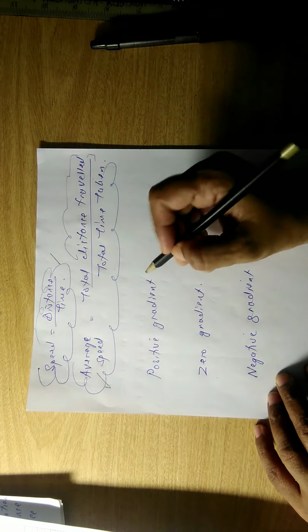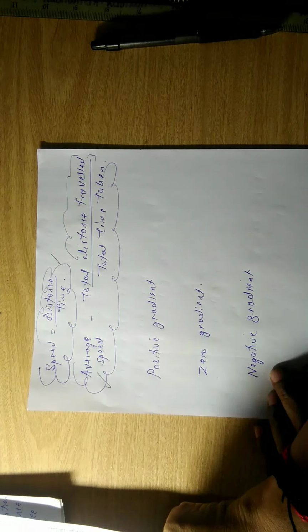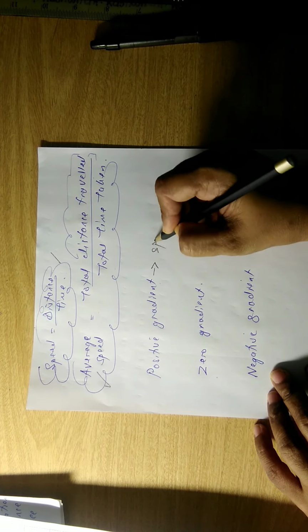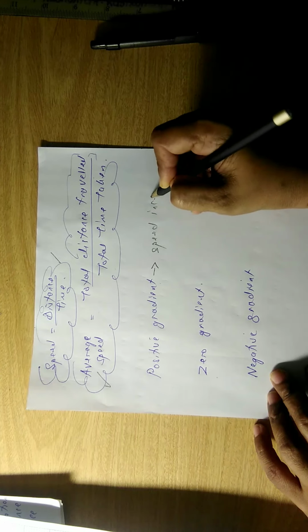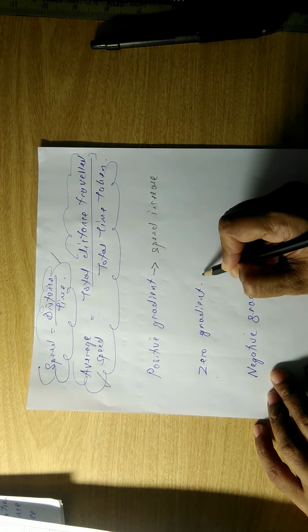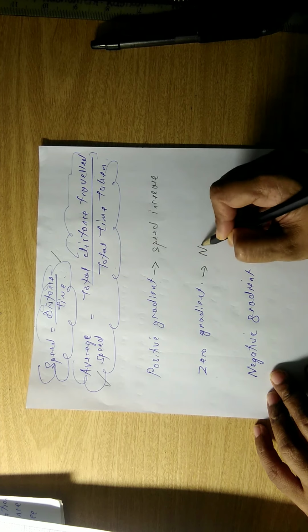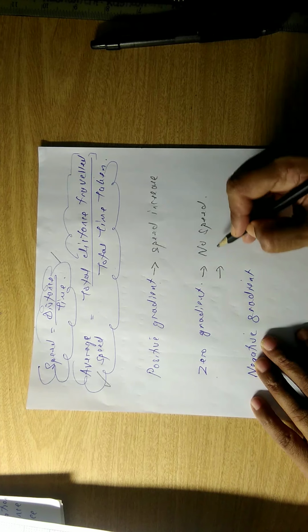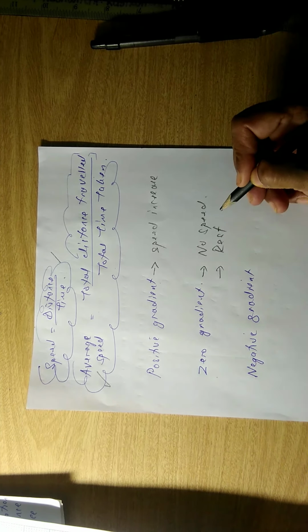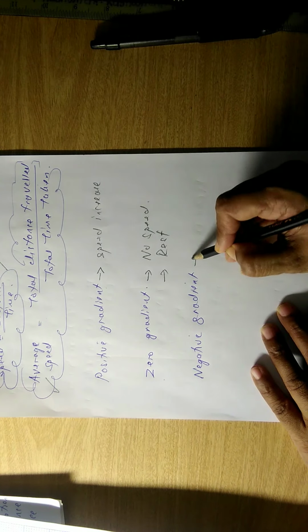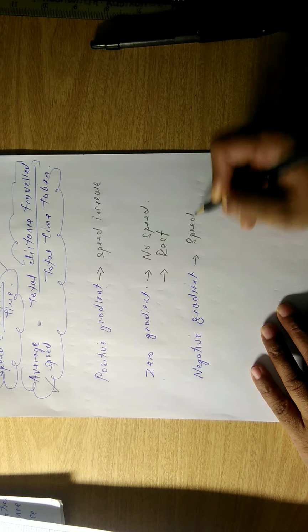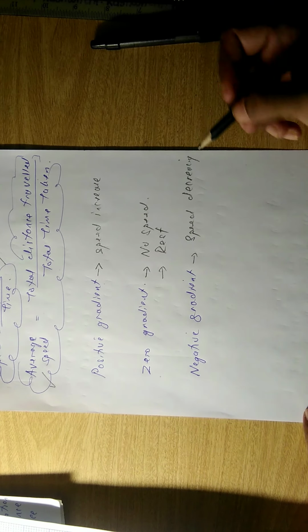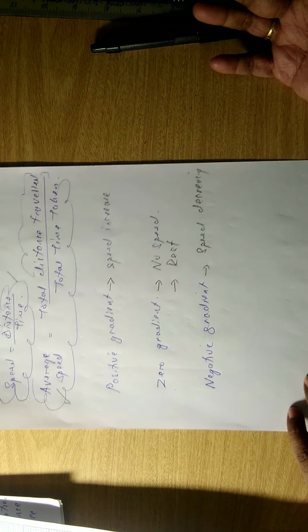Now here we've got the concept of positive gradient. Positive gradient means the speed is increasing. Zero gradient means there's no speed. No speed means flat, no gradient, which means the object rests and is not moving. And negative gradient means we can say that the speed is decreasing, until it stops or goes back to its original position.